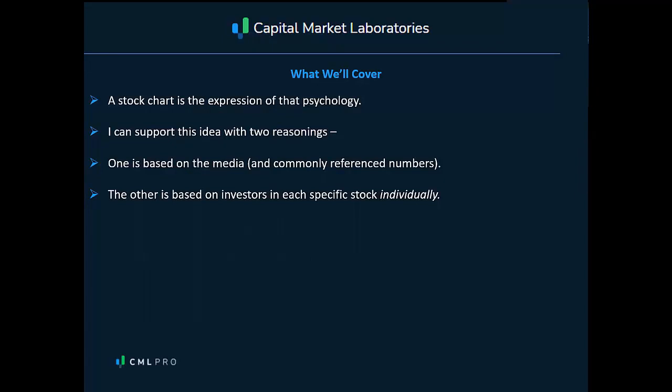The other is based on investors in each specific stock individually. Why does a chart of stock A and a chart of stock B look totally different, and I can make totally different conclusions? Or why can't I generalize the rule, why can't I just say do steps A, B, and C on any chart? Why is that just not the case? Why does it change for individual stocks?